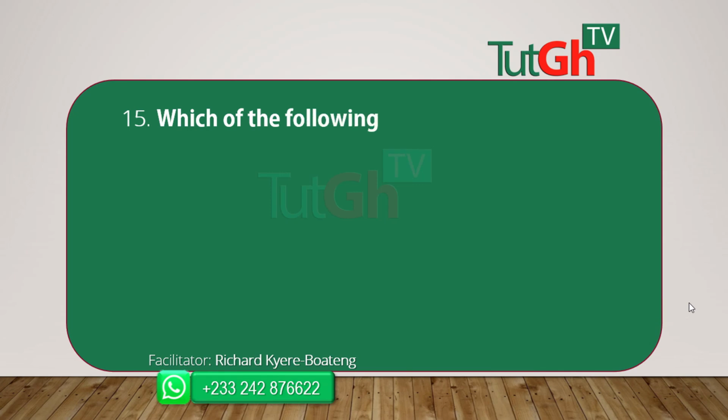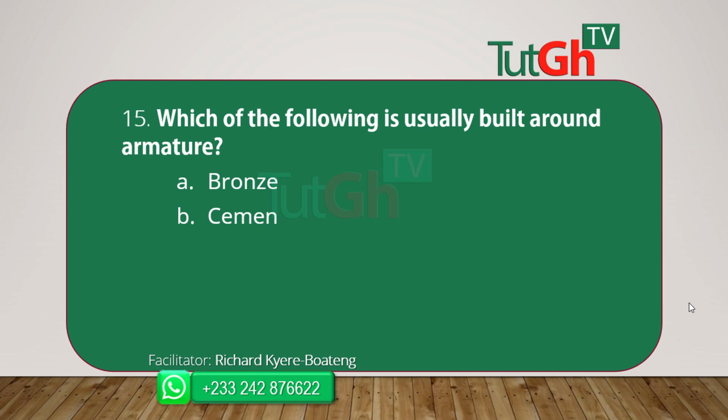15. Which of the following is usually built around an armature? A. Bronze, B. Cement, C. Marble, D. Silver. And the answer is B. Cement.